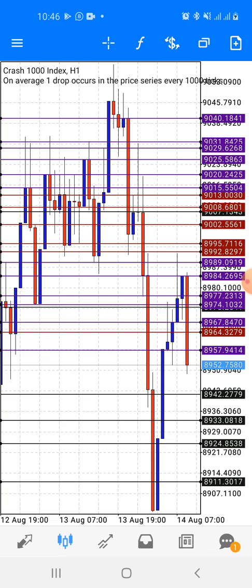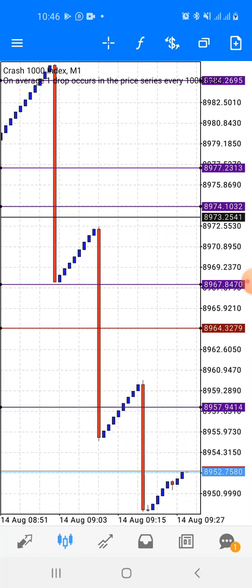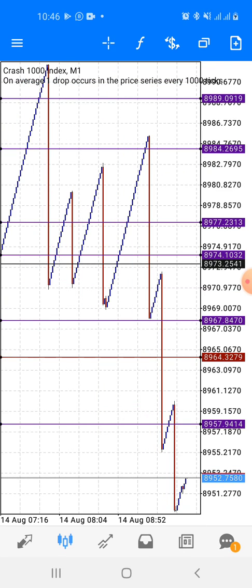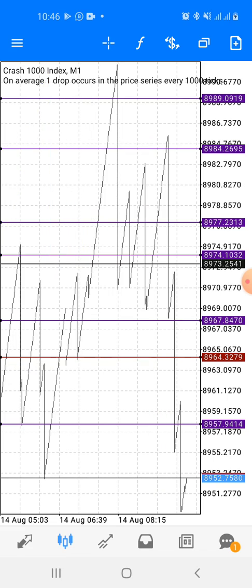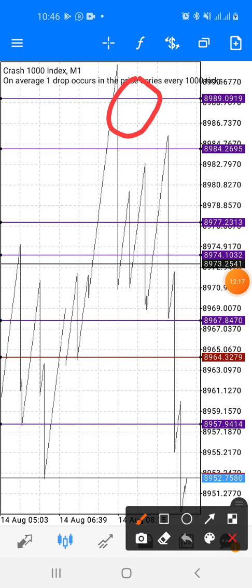Now as you can see, let's go to our H1, then go to our M1, which is 1 minute time frame. So go back, 1 minute time frame, zoom. Yes, I announced a signal this morning, that market will react at 8990. So this is what I use. Simple. Yes, this is what I announced.